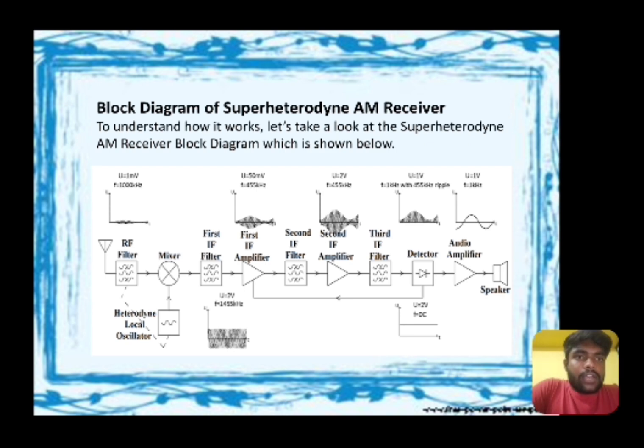In the first IF filter, it filters the signals and sends them to the IF amplifier, and it is also sent to the second IF filter and second IF amplifier, and the last third IF filter, and it is sent to the detector. The detector detects, and if any fault is there, it goes back to the first IF amplifier. If it is correct, then it will be sent to the audio amplifier. We get the output through the speaker.